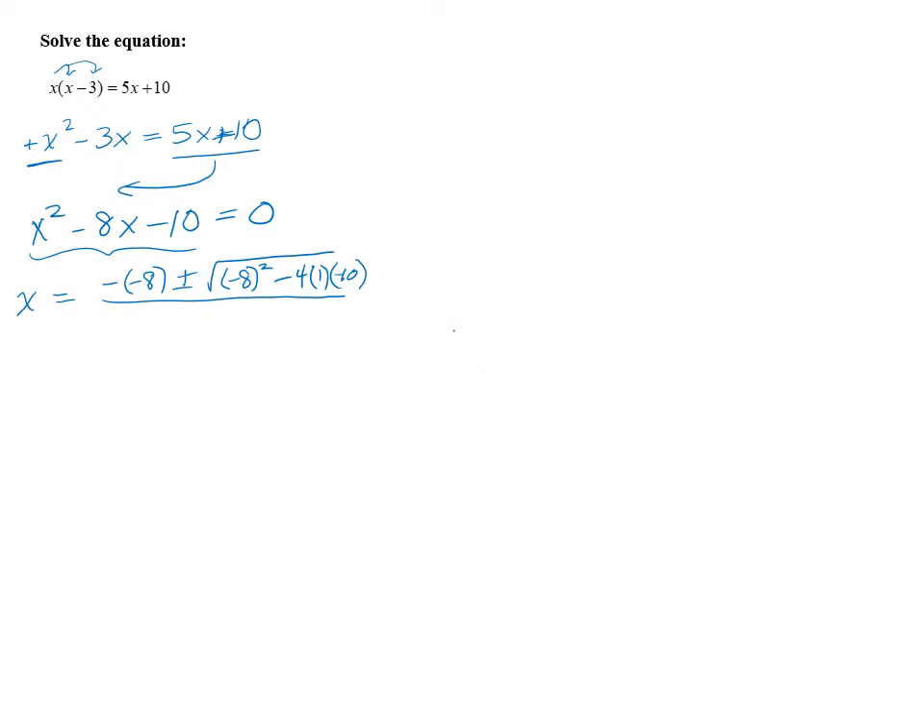Now notice my bar for my root doesn't go far enough, so extend it. Neither does my fraction bar, so I'm going to extend that. And in the denominator, we're going to have 2 times a is 1. So now we have everything plugged in. We just need to simplify.